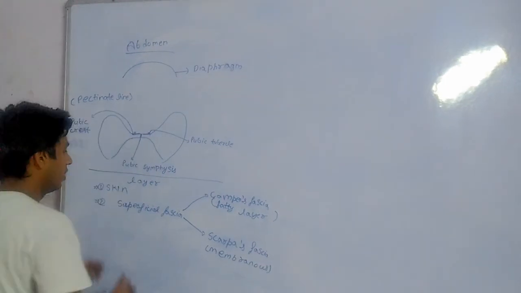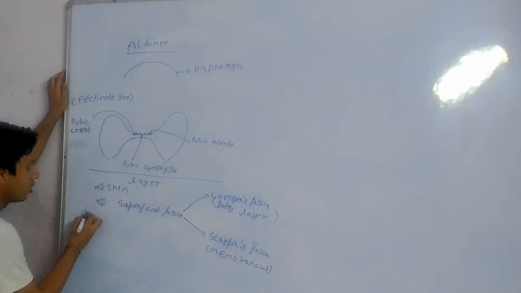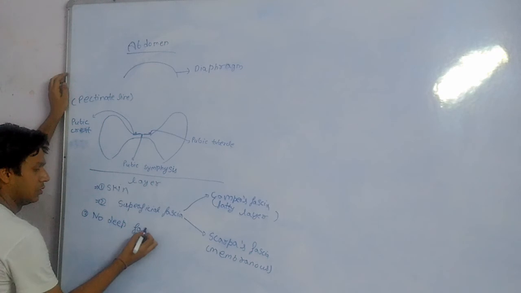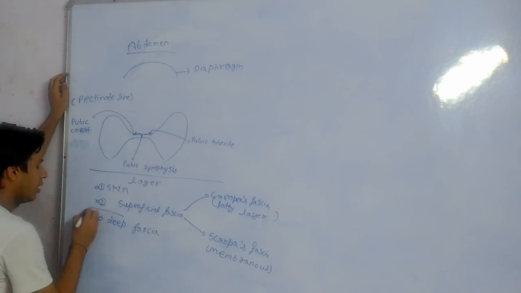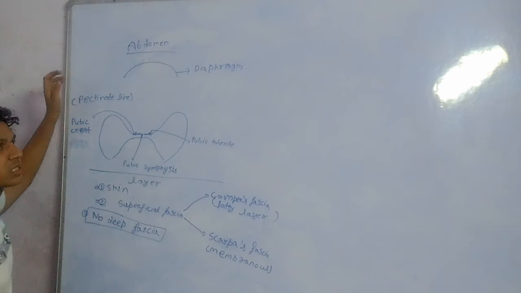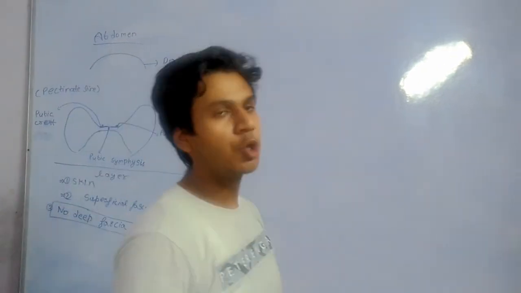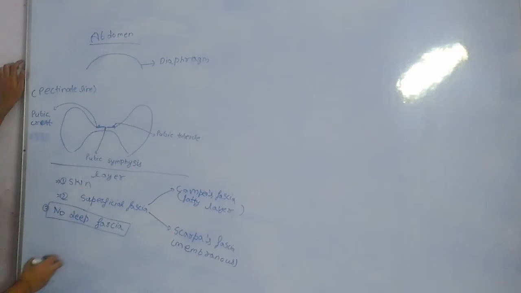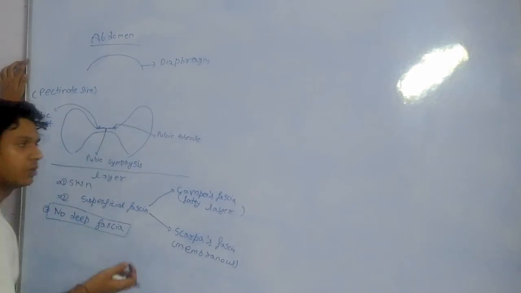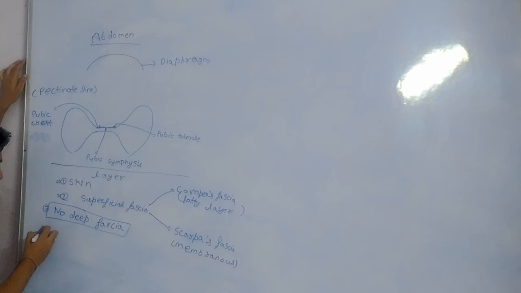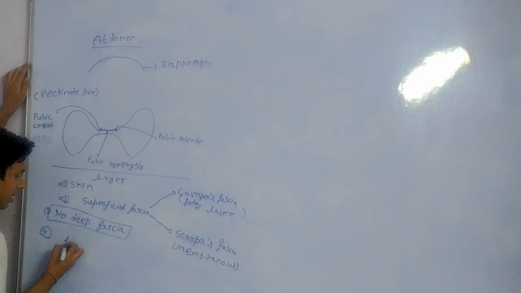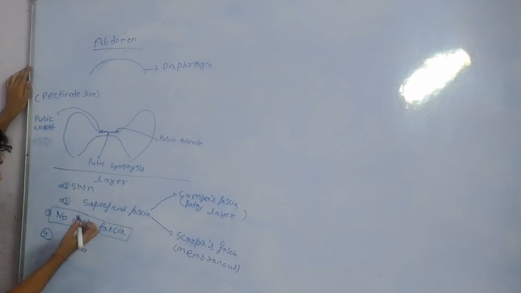Then next, after superficial fascia, remember there is no deep fascia present in abdomen. Reason? Because sometimes abdomen extends during pregnancy or during obesity. So if deep fascia were present, abdomen could not extend. So here deep fascia is not present because deep fascia is tough, rigid, not flexible. After that, there is another layer called fascia, not much developed.